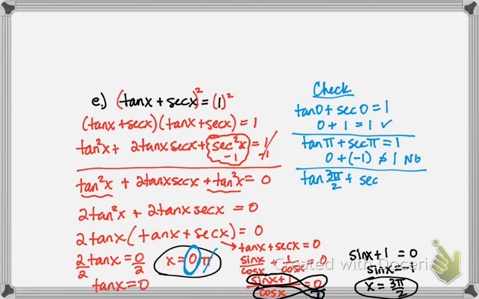And the last one to check is 3/2 pi. So we do the tangent of 3/2 pi plus the secant of 3/2 pi, and that does not equal 1 either because the tangent of 3/2 pi is undefined. So this one doesn't work. So we only have one solution actually. We know that x equals 0 because 3/2 pi gets crossed out too.